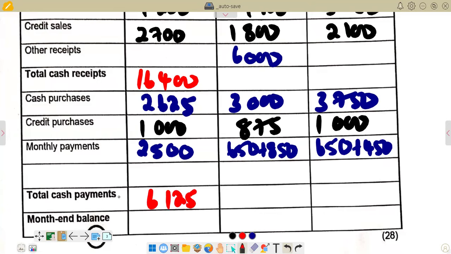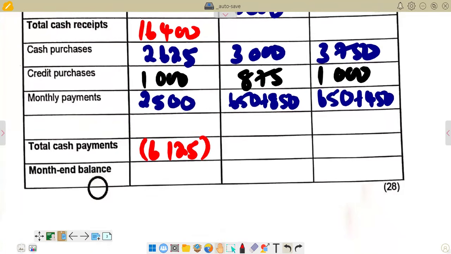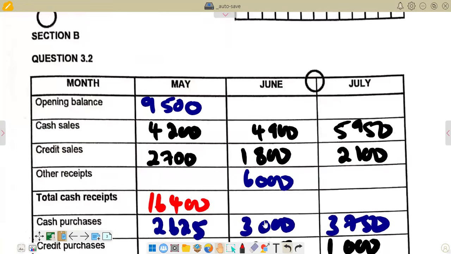6,125. And having done that, you are supposed to subtract this figure from the figure for cash receipts. So we're saying total cash receipts minus total cash payments to get your month-end balance. So if you do that, the answer that you are going to get there is a positive 10,275. If it was a negative, we're just going to present it in brackets to show that it's a negative. So this month-end balance is going to be the opening balance for the next month.